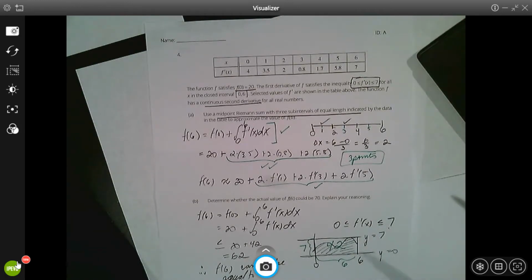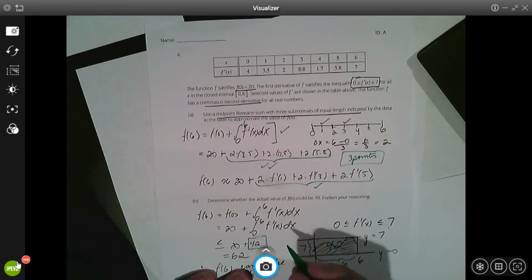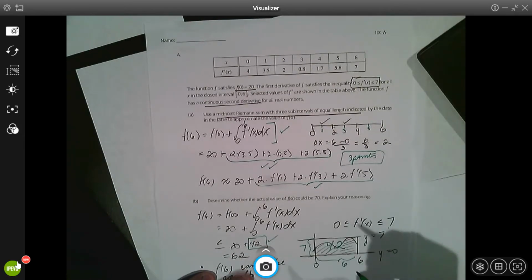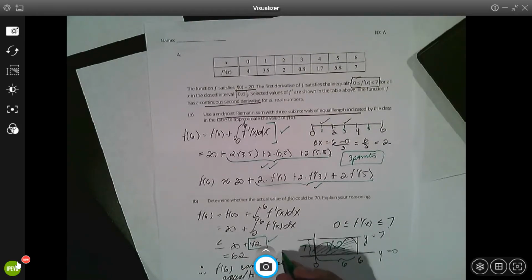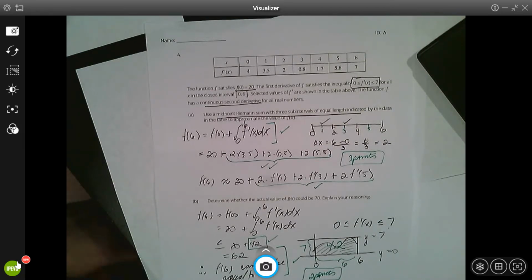So, what did they say? This is worth 2 points. 1 point for coming up with this value of 42 as your maximum bound, and then 1 point for coming up with your conclusion that says no, it's not possible, and having some evidence to support that, for a grand total of 2 points. Let's keep going.